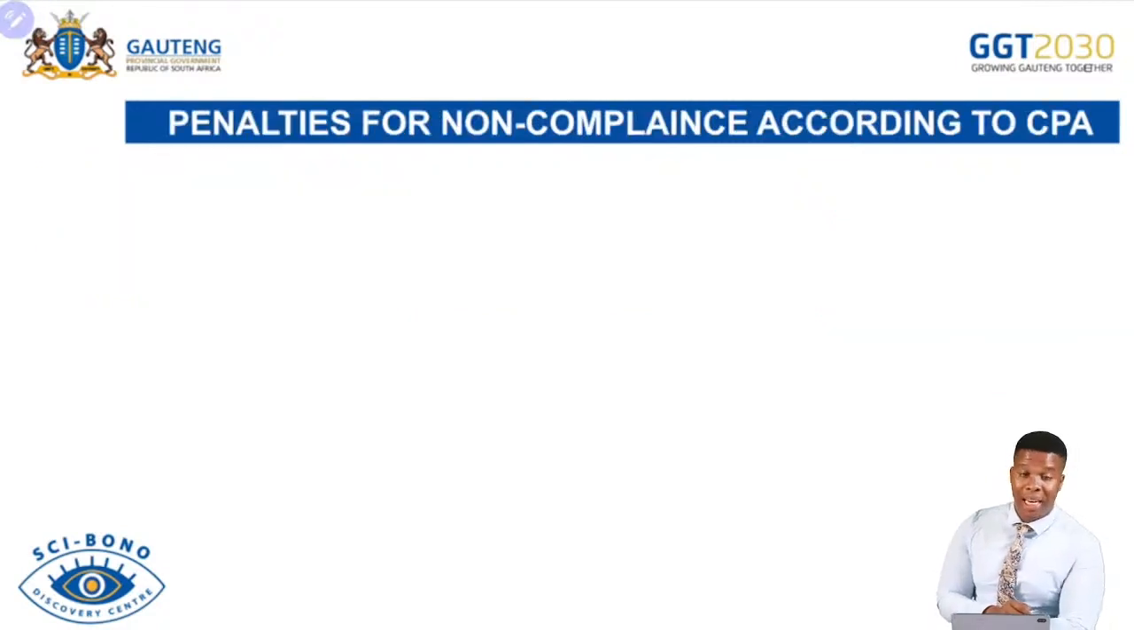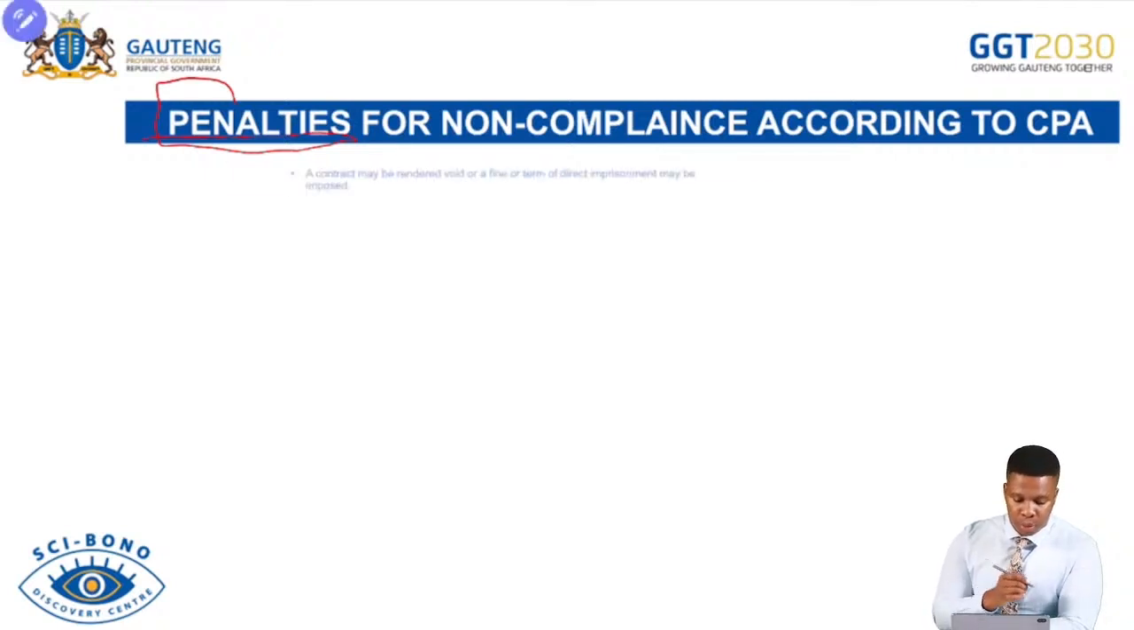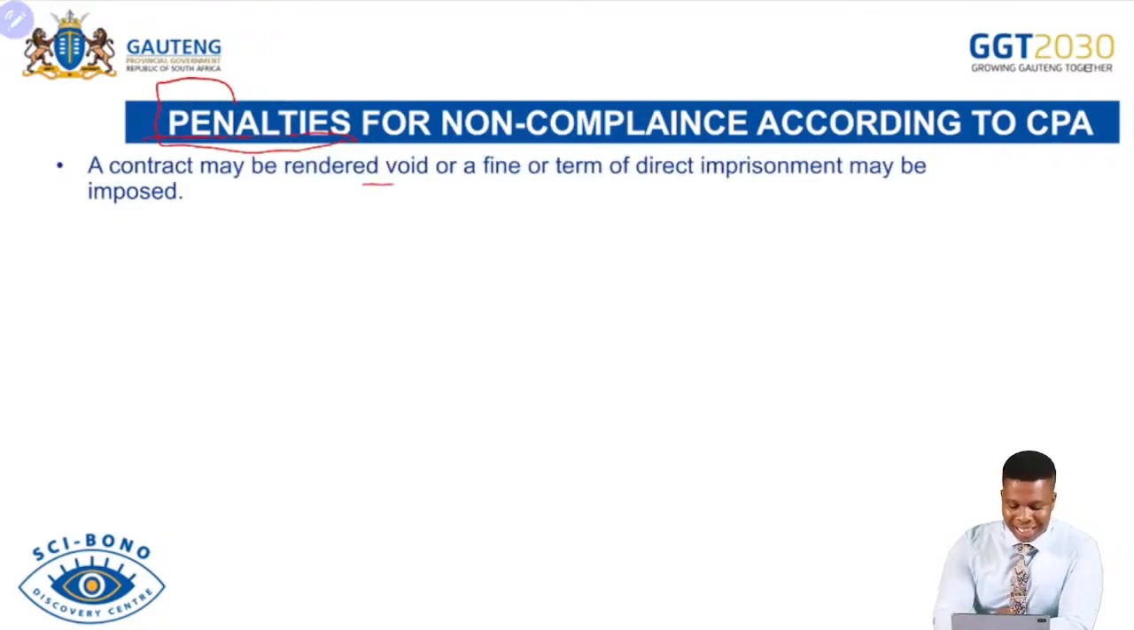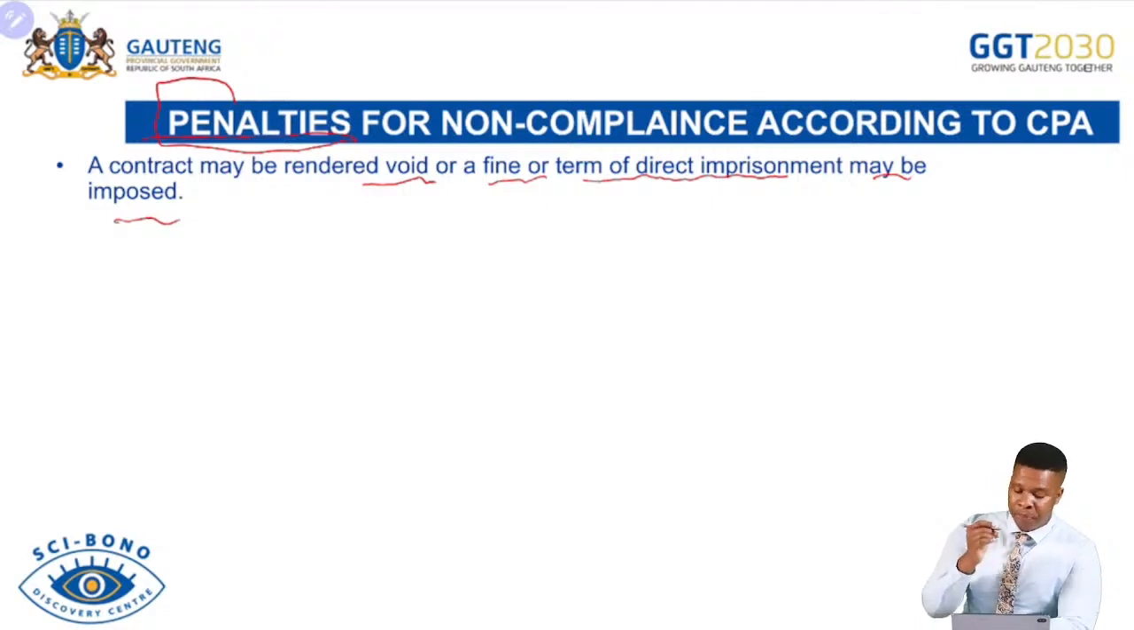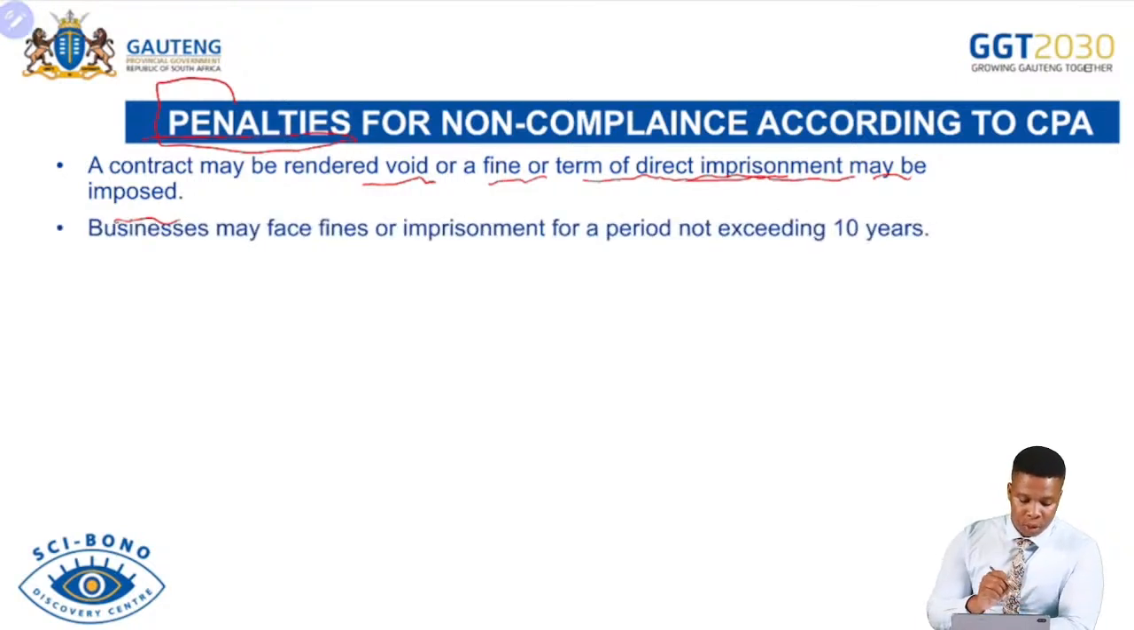And then let us look into penalties for non-compliance according to the Consumer Protection Act. With penalties, we are specifying what would be the punishment for the business if they fail to comply. For instance, a contract may be rendered void, or a fine or term of direct imprisonment may be imposed on the business because they failed to comply. That would be their punishment. So a business might be fined, or given direct imprisonment, for treating a consumer unfairly. So that is one punishment.